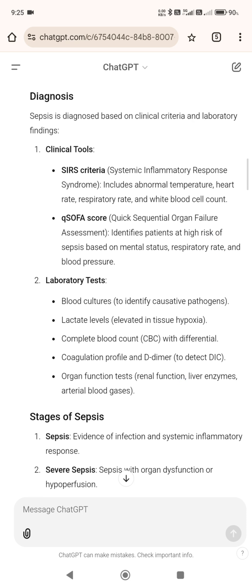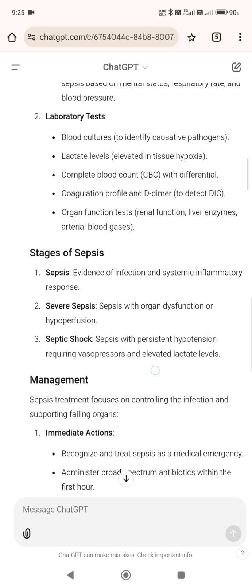Diagnosis. Sepsis is diagnosed based on clinical criteria and laboratory findings. 1. Clinical tools. SIRS criteria, systemic inflammatory response syndrome, includes abnormal temperature, heart rate, respiratory rate, and white blood cell count. Q-SOFA score, quick sequential organ failure assessment, identifies patients at high risk of sepsis based on mental status, respiratory rate, and blood pressure.